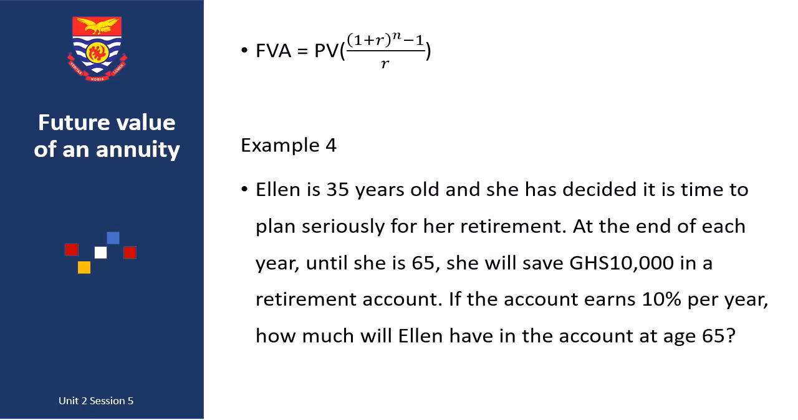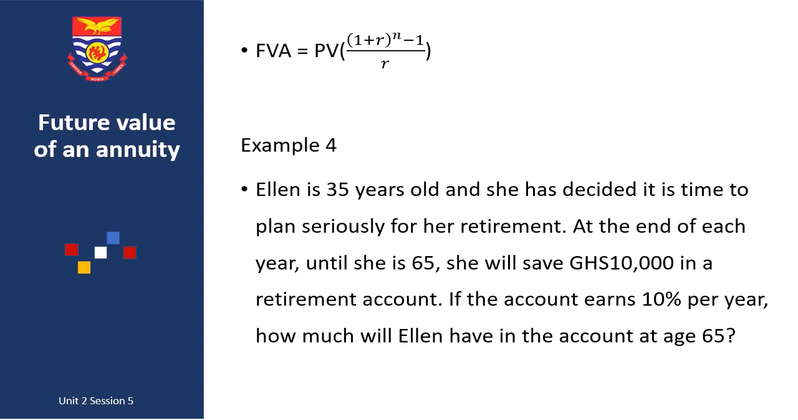Ellen is 35 years old and she has decided it is time to plan seriously for her retirement. At the end of each year until she is 65, she will save 10,000 in a retirement account. If the account earns 10% per year, how much will Ellen have in the account at age 65? So currently she is 35 years old and she wants to save a regular equal amount until she's 65.